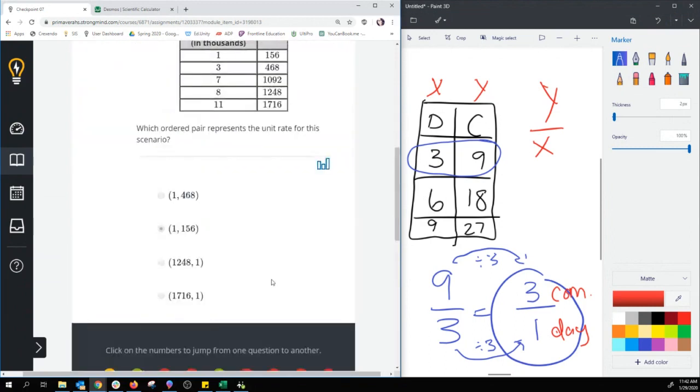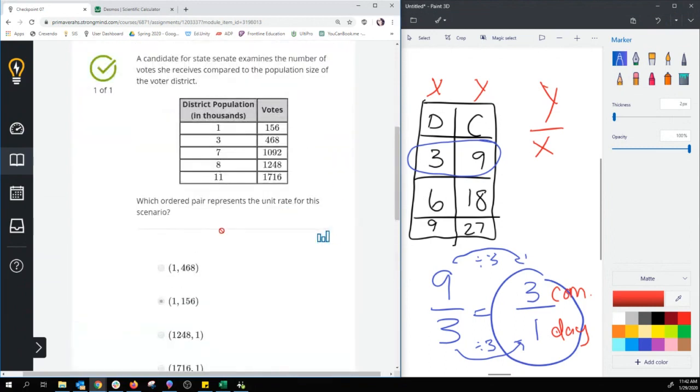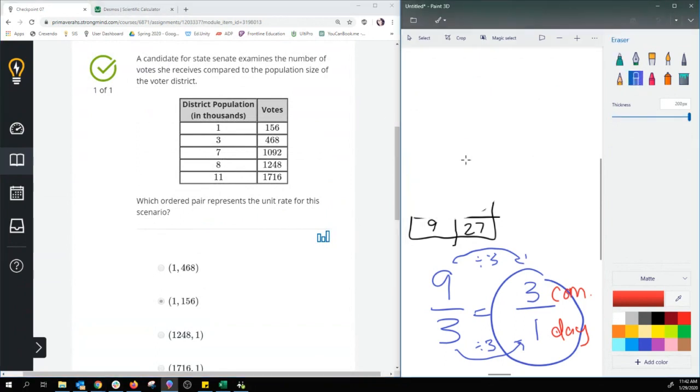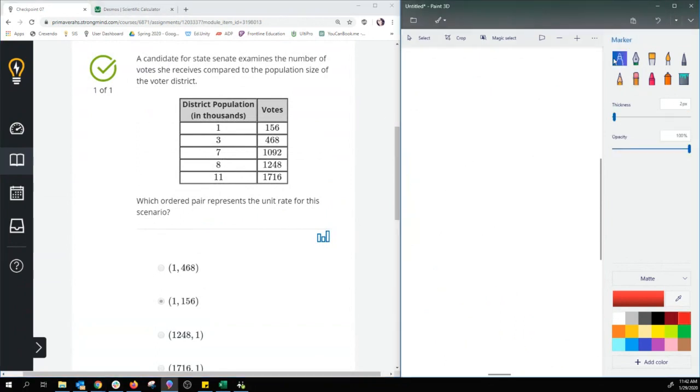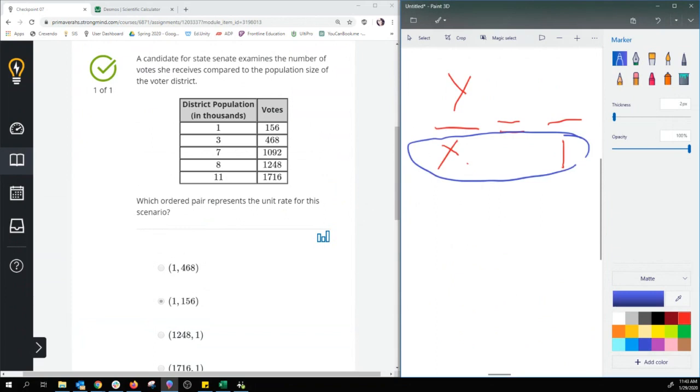All right, 5. For 5, remember, in order to have a unit rate, we need a 1 in the denominator. So when we have our y over x, we want a 1 in the denominator for our unit rate, which means that we're looking for where x is 1. And if I look at my table, x is 1 here, right? I have a 1 and 156, which means that this pair of numbers is my unit rate. So Dawson was correct on this one, the 1, 156.